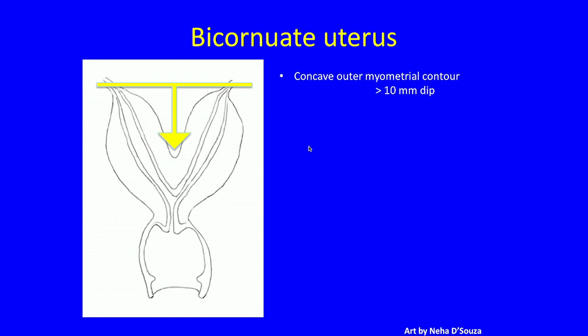You can see how that's different to a bicornuate uterus. In a bicornuate uterus, you've got a dip here of more than 90 degrees. You can measure it in the coronal plane by looking for the interstitial portion of the fallopian tube, and you draw a line between those two, and then you drop down to just to the top there, and if that's more than 10 millimeters, then that is one of these.